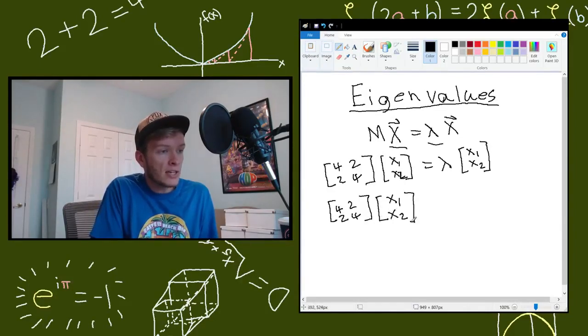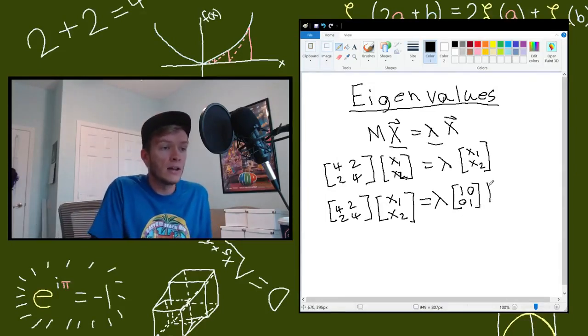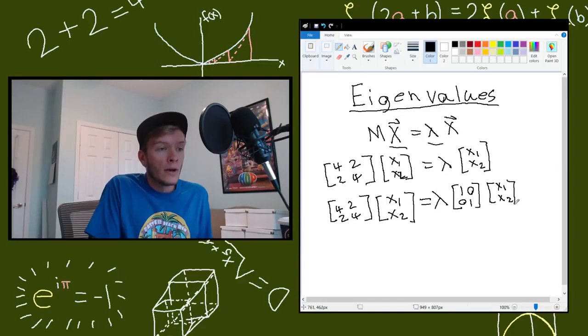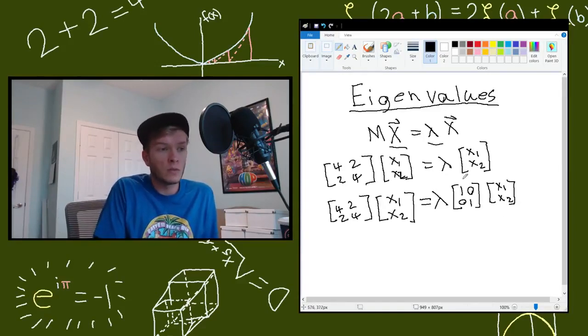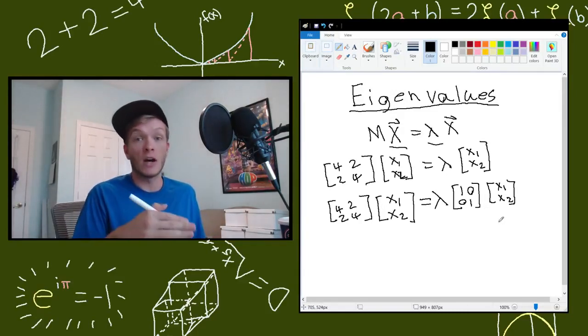The matrix that we are going to add to this side is actually the matrix 1, 0, 0, 1. And the reason that we're doing this is, if you think about it, when you multiply a vector by a matrix, you take the vector itself and multiply it by the rows of the matrix, and it spits out a new vector.